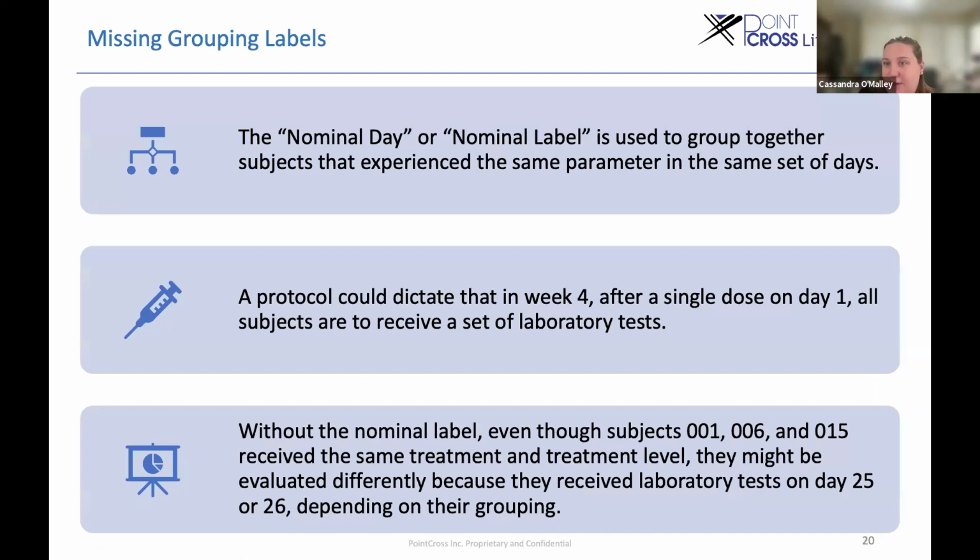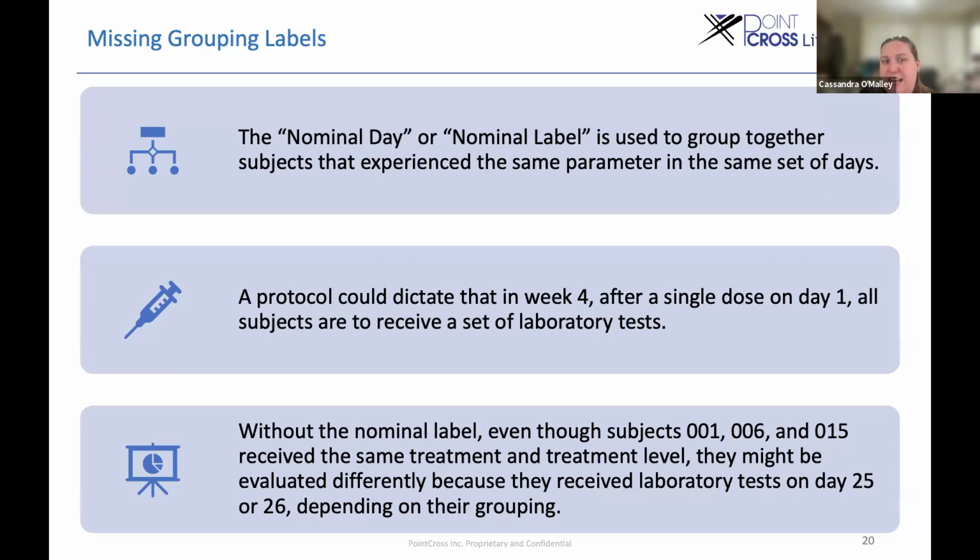There's a very hot topic going around as to whether or not to include nominal days and nominal labels. We commonly see that nominal days and nominal labels are not populated because it is believed that everything can come off of the study day or the study date. This is not true in many studies. Not all studies go to plan, and we can always take a look at the nominal day and the nominal label to figure out how to group together some of these observations.